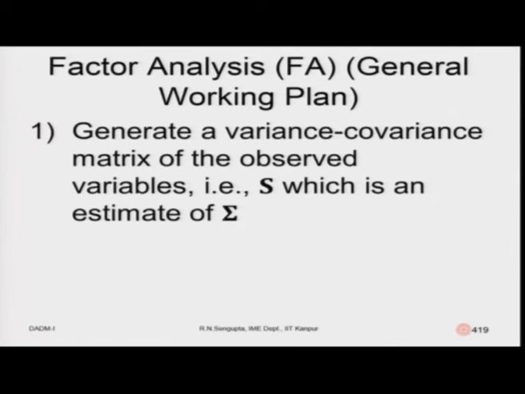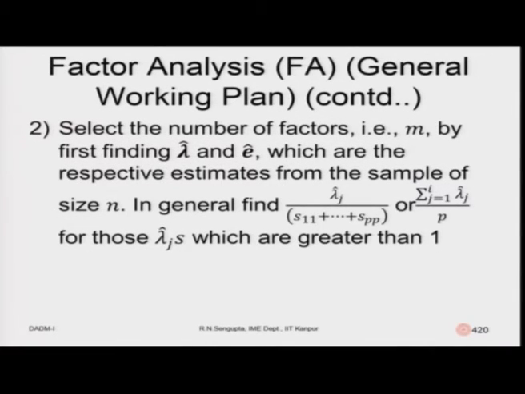So, what is the general plan of working for factor analysis? First we will generate a variance covariance matrix of the observed variables, that is S, which is the estimate of the capital sigma, and this capital sigma is the variance covariance matrix of size p cross p. Once we have that, we will select the number of factors, that is out of this p, obviously m would be less than or equal to p, by finding out the lambda hats. So, lambda is the vector of eigenvalues, and the bold e's are the eigenvectors.